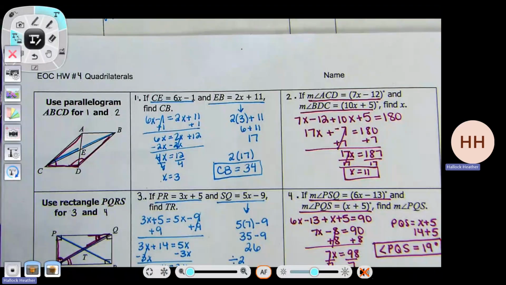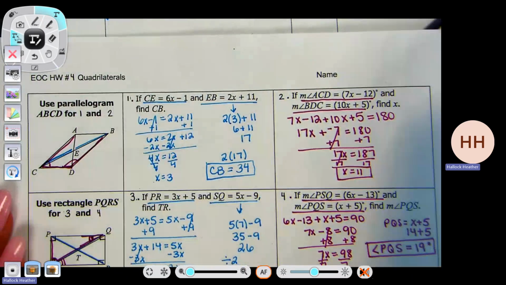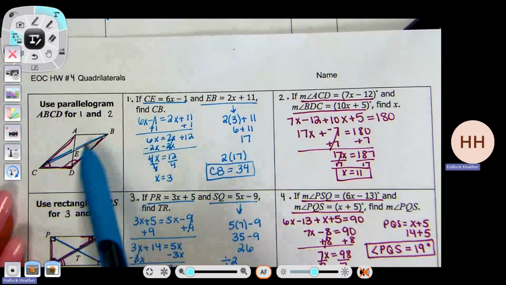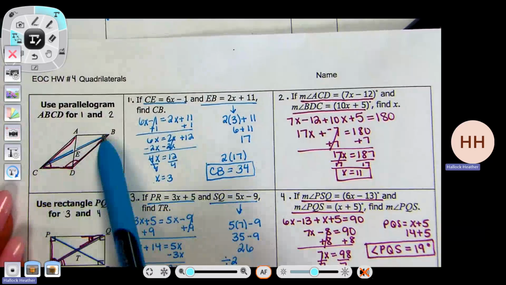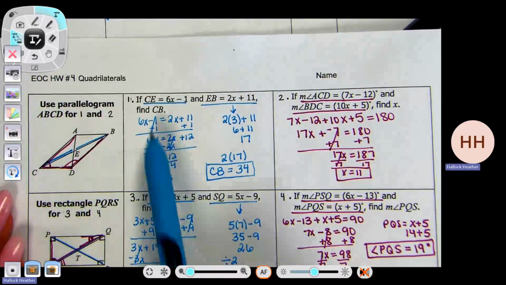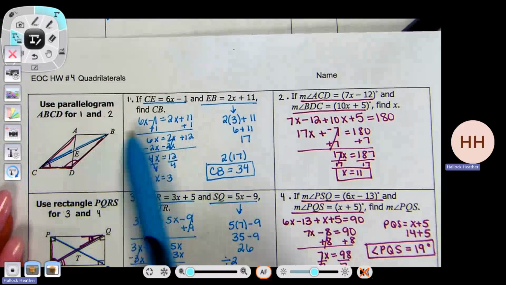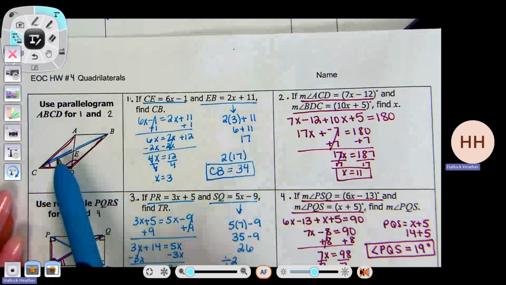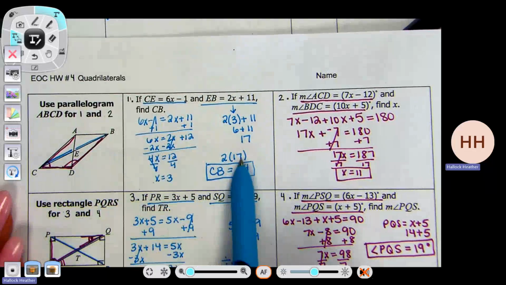One, I think there's a couple questions that are a little difficult, so I'll go through and explain each one. For the first one, it gives me CE, this is a parallelogram, CE and EB, which are half the diagonal. Diagonals are split, it's bisected, so they're equal to each other. I have to find CB. So when I plug it back into either, you're doubling it. Or you could plug it into both and add them together. You would get 34 for CB.